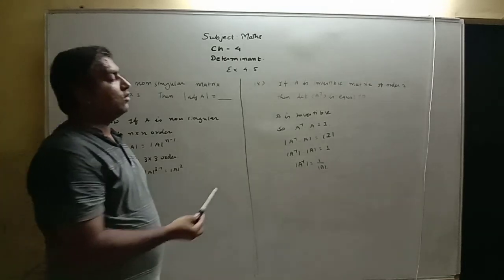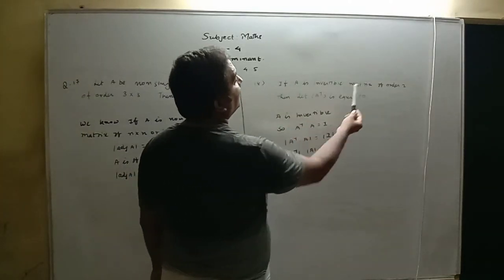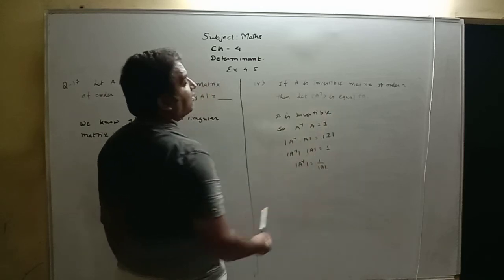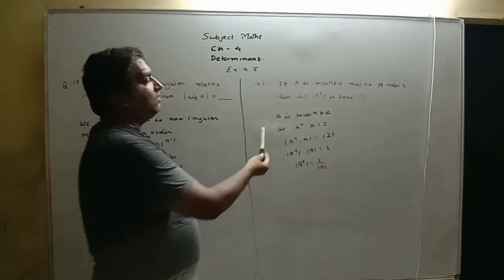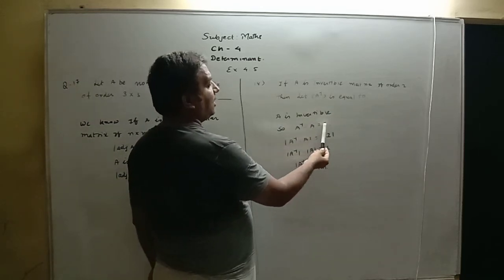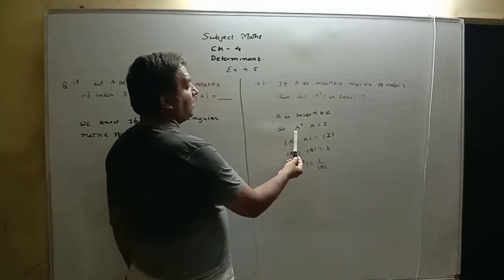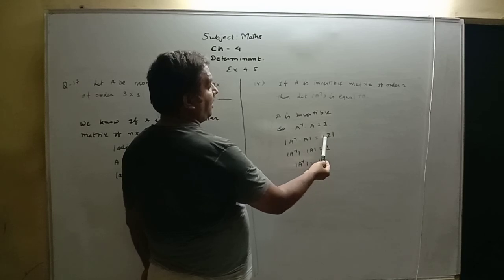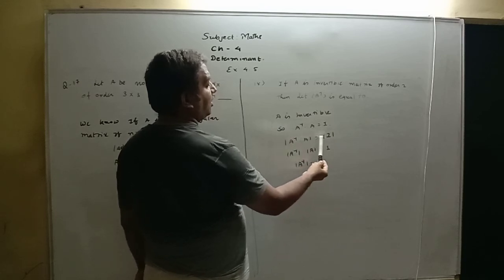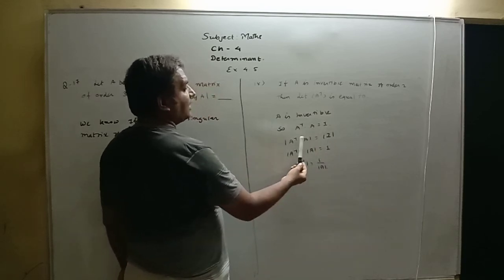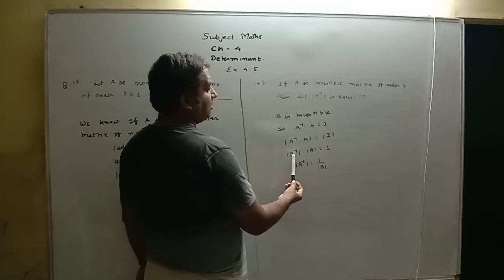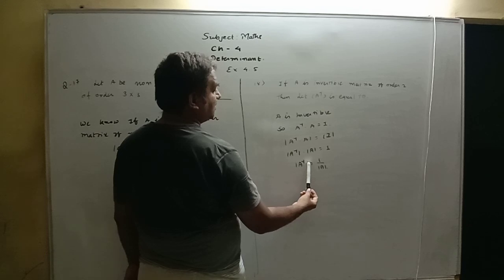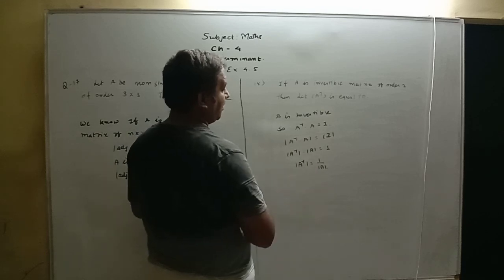Now the 18th question: if A is an invertible matrix of order 2, then determinant A inverse is equal to what? So A is invertible, so A inverse into A equals I. We know that the determinant of a product is the product of the determinants, and the determinant of A inverse into A equals determinant I. So we can separately write determinant A inverse into determinant A equals 1, and so determinant A inverse equals 1 upon determinant A.